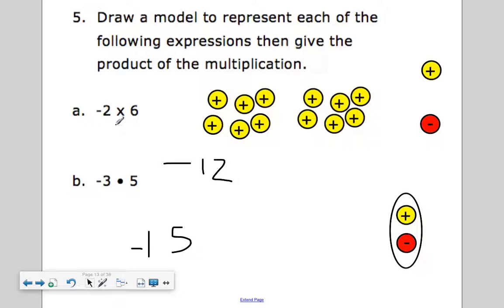And you may have learned something called the commutative property. In the commutative property, negative 2 times 6 can also be rewritten as 6 times negative 2. So what is 6 groups of negative 2? Negative 12. Using the commutative property, we can rewrite negative 3 times 5 as 5 times negative 3. So 5 times negative 3, or 5 groups of negative 3, is negative 15.